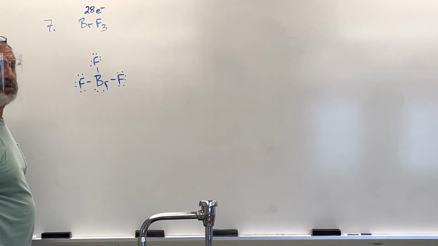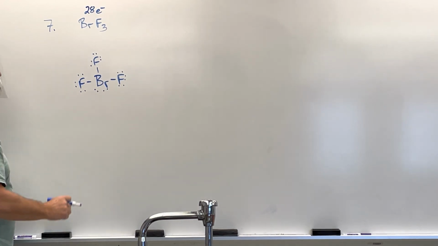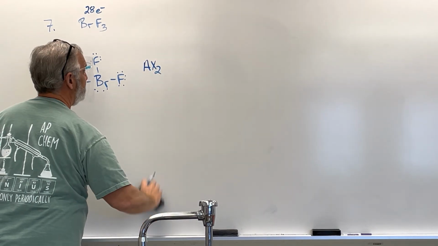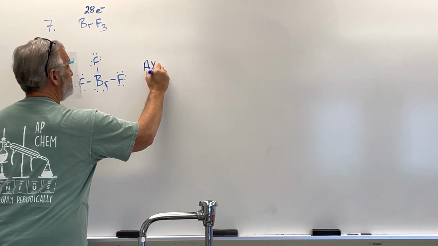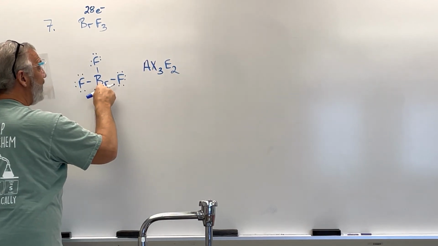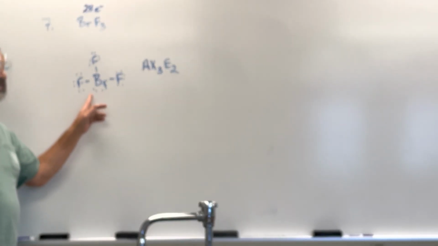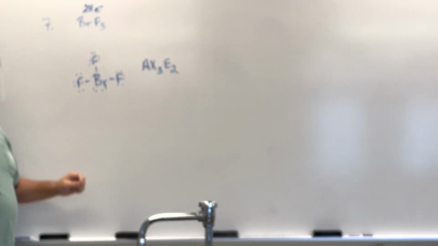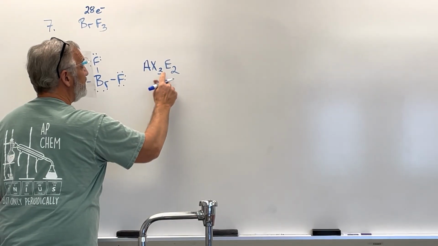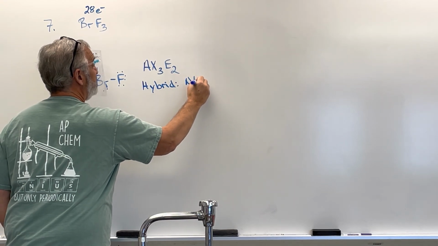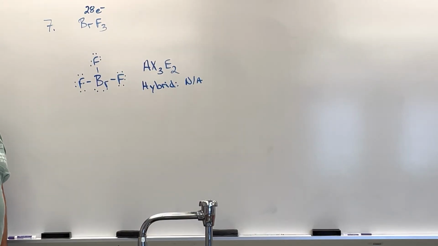That's part 1. What now is the AX formula on this? AX3E2. AX3, the 3 bonding atoms, 2 lone pair. It's not the total number of electrons, it's 2 pair of electrons. Now, you will have the cheat sheet there, but this is an expanded octet, so the hybridization is N/A, not applicable. We don't worry about it. But the shape is going to be T-shaped.